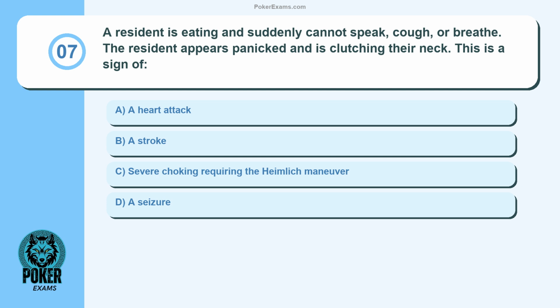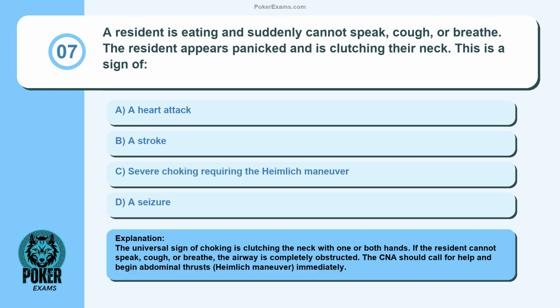Question 7. A resident is eating and suddenly cannot speak, cough, or breathe. The resident appears panicked and is clutching their neck. This is a sign of a heart attack, a stroke, severe choking requiring the Heimlich maneuver, a seizure.